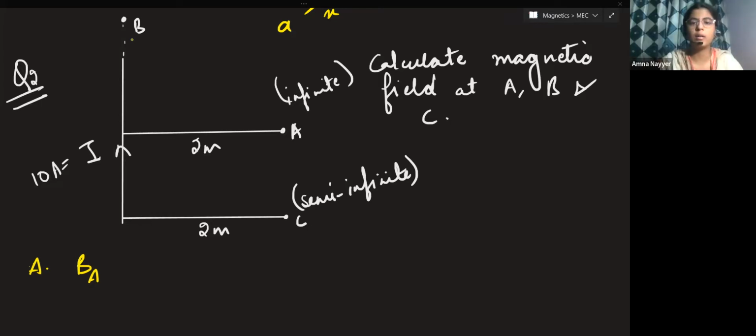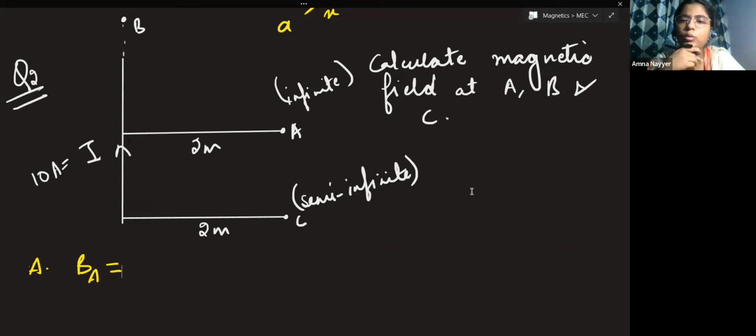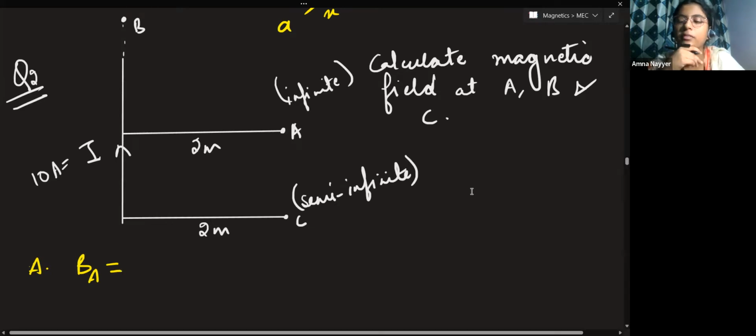Let's calculate now. Let's discuss all the answers I've received. Part A, magnetic field for an infinitely long wire. What was the formula for infinite? Fatima Munir, you tell me. Just look into your notes and tell me. You must have written it, no? Right now, I made you write two formulas for infinite and semi-infinite. Just check and tell me what is the formula for infinite.